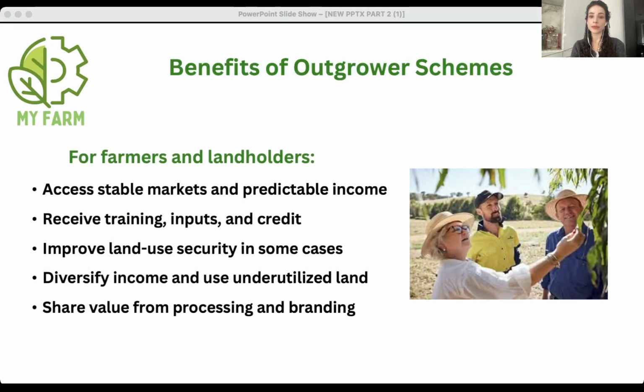From the perspective of farmers and landholders, it can provide access to stable markets and predictable revenue, and they receive training, inputs, credit, and sometimes land use security. It offers diversity in terms of income sources or makes use of underutilized land. We can see that there is a share in the value of downstream processing and branding efforts.